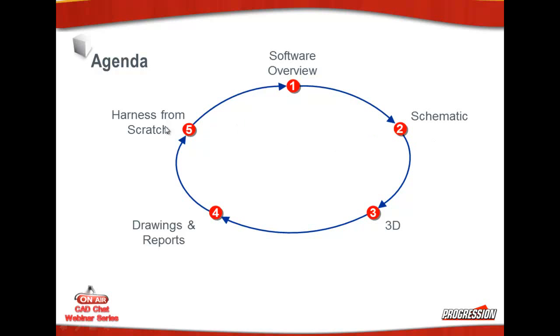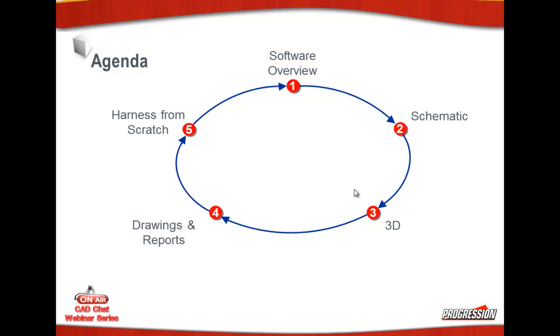Then we're going to jump into creating a harness from scratch on the 2D side, create a 2D schematic of another harness from scratch. We're also going to add a manufactured part to the SOLIDWORKS Electrical database. And then we'll jump into the 3D side of things.